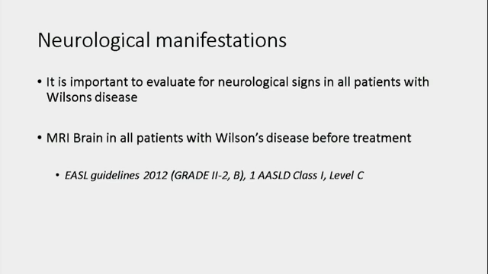So it may be better to get an MRI brain in all patients with Wilson's disease, at least to see whether there are MRI lesions, and then decide upon starting either zinc, or starting D-penicillamine on a slower note. These are the guidelines which have been given in EASL and AASLD. Both have actually suggested that an MRI brain should be done.